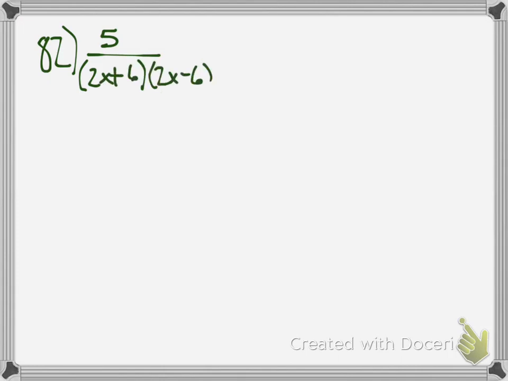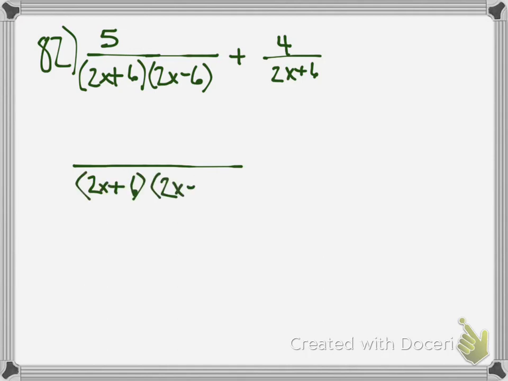Oh, let's look at the next ones. Adding and subtracting. Again, what I would do is give them to you in the individual elements. So, like instead of saying 4x squared minus 36, I would tell you it's 2x plus 6, 2x minus 6. And then you could tell me, okay, the greatest common denominator is 2x plus 6, 2x minus 6. So the first fraction already has that, so I can just put the 5. But the second fraction is missing the 2x minus 6, so that means I need to multiply the 4 by 2x minus 6.